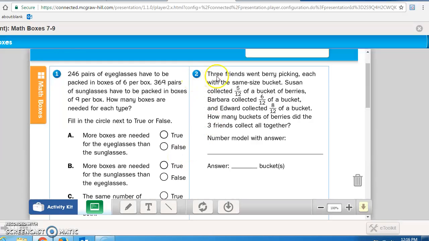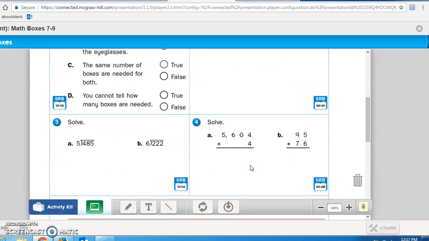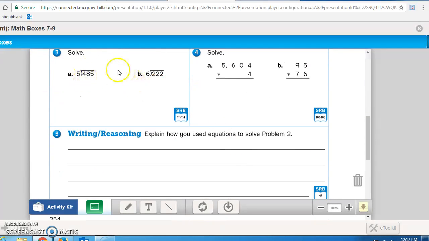Math Box 2 reads, 3 friends went berry picking, each with the same size bucket. Susan collected 5/12 of a bucket of berries, Barbara collected 6/12 of a bucket, and Edward collected 8/12 of a bucket. How many buckets of berries did the friends collect all together? Your number model, but this time with the answer, and then write your number of buckets down below. For 3 and 4, you're simply dividing in 3 and you're multiplying in 4. And for 5, it's explained how you used equations to solve problem 2. So how did you solve problem 2 and write your steps down here?